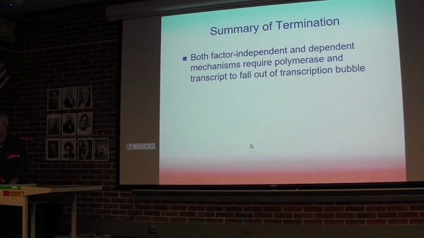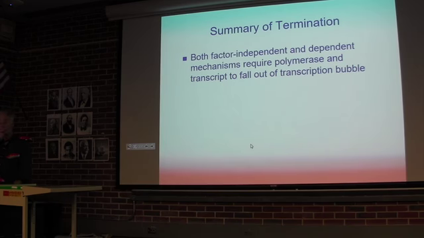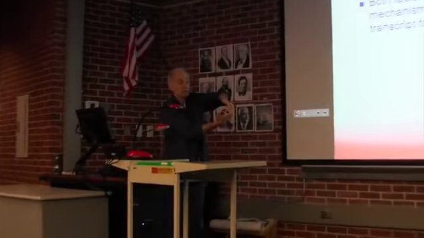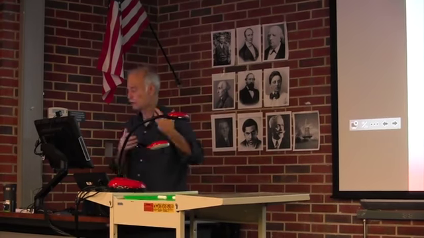Okay, summary of termination. Both factor independent and dependent mechanisms require RNA polymerase and the transcript to fall out of the transcription bubble. In other words, you have to destabilize, either mechanically yanking it out the exit pore, or destabilize by pausing at a region that has thermal instability.